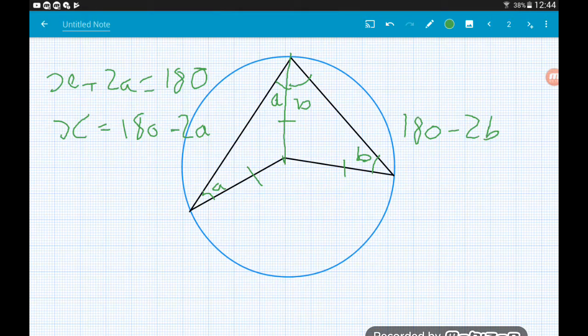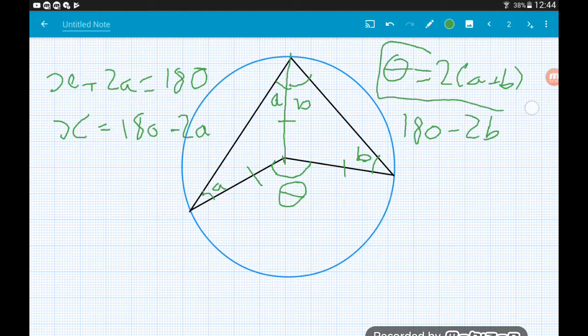Now let's work out what we're trying to prove. We're trying to prove that this angle here, let's call him theta. Theta is a cool thing for our angles. We're trying to prove that that angle is twice as big as the angle above it on the circumference. So mathematically, we're trying to prove that theta is equal to 2 lots of A plus B. Okay, so that is our mission.